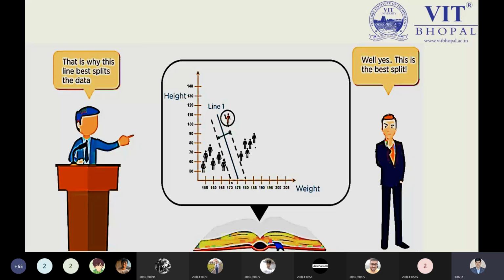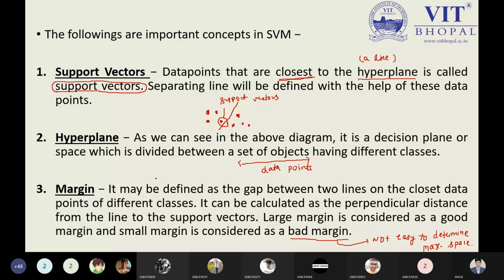Okay, so now let us look at the other term, margin. Margin defines the gap or the space between the two lines on the closest data points. As a student asked me, we can have multiple lines. Of course, we can have multiple lines, and we need to find the best line based on the maximum space. But this space could be good or bad. What is meant by good or bad? I was speaking about the good margin. A good margin means we have a maximum space. When we have a smaller space, we can say this is a bad margin.